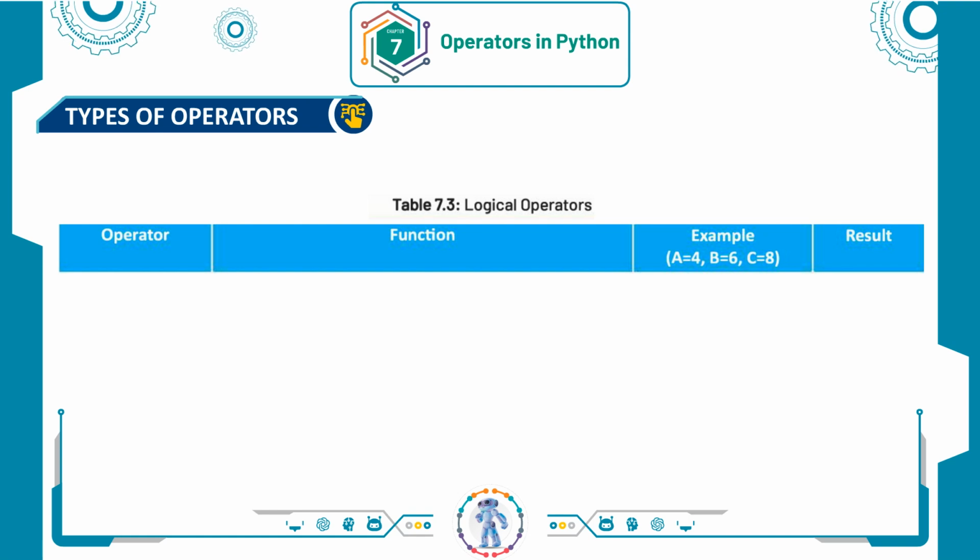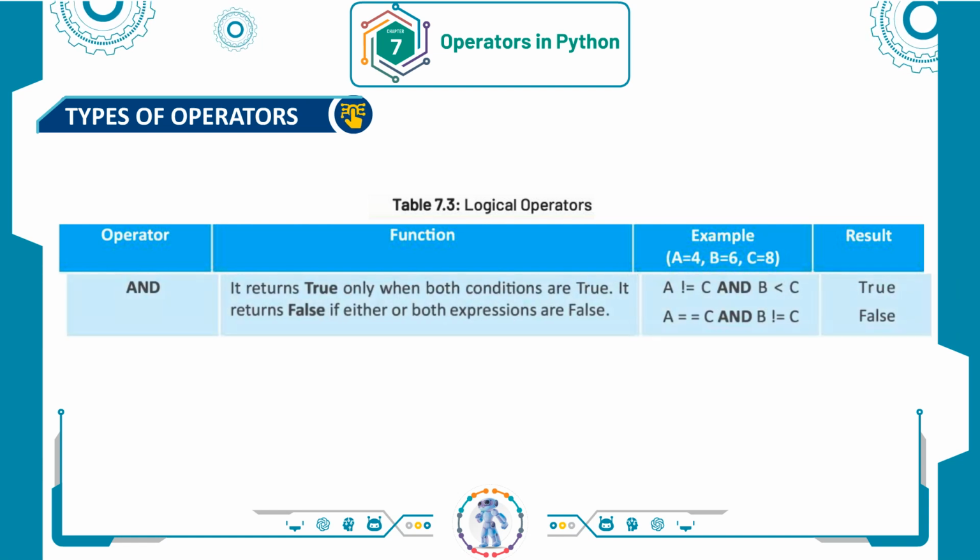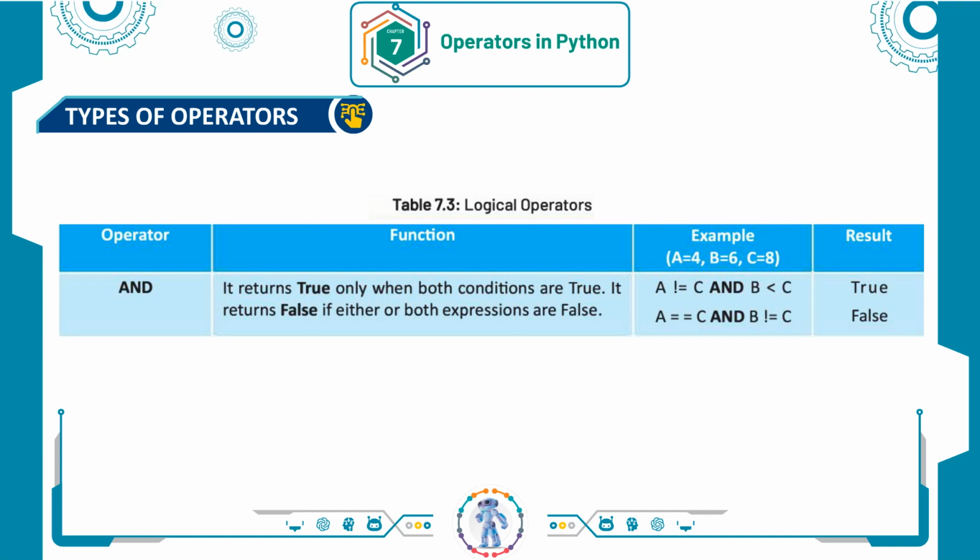Table 7.3. Logical operators. Operator. Function. Example: A equals 4, B equals 6, C equals 5. Result. And: it returns true only when both conditions are true. It returns false if either or both expressions are false. A equals C and B equals C: True. A equals C and B equals C: False.